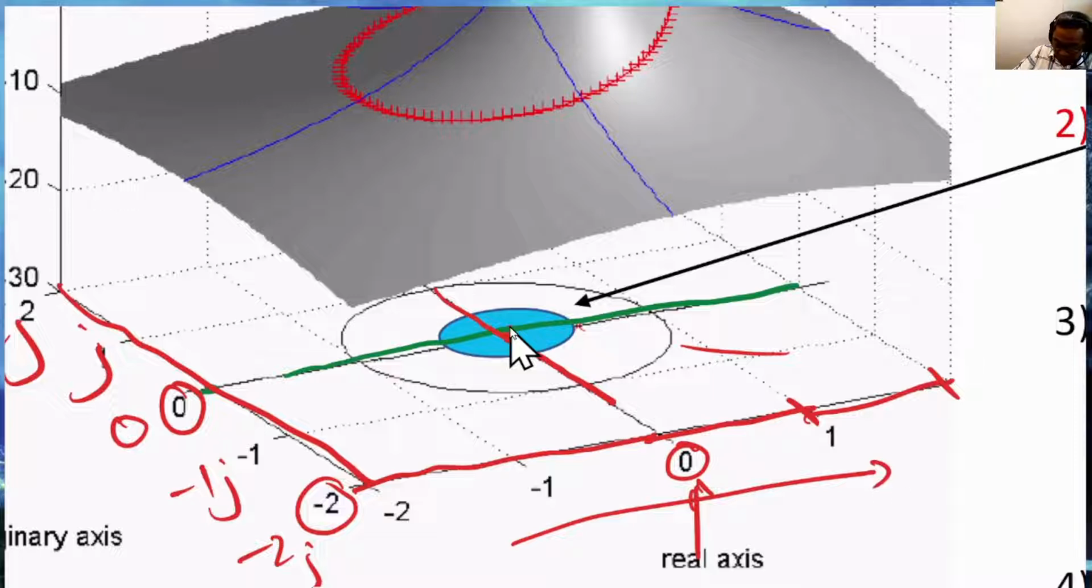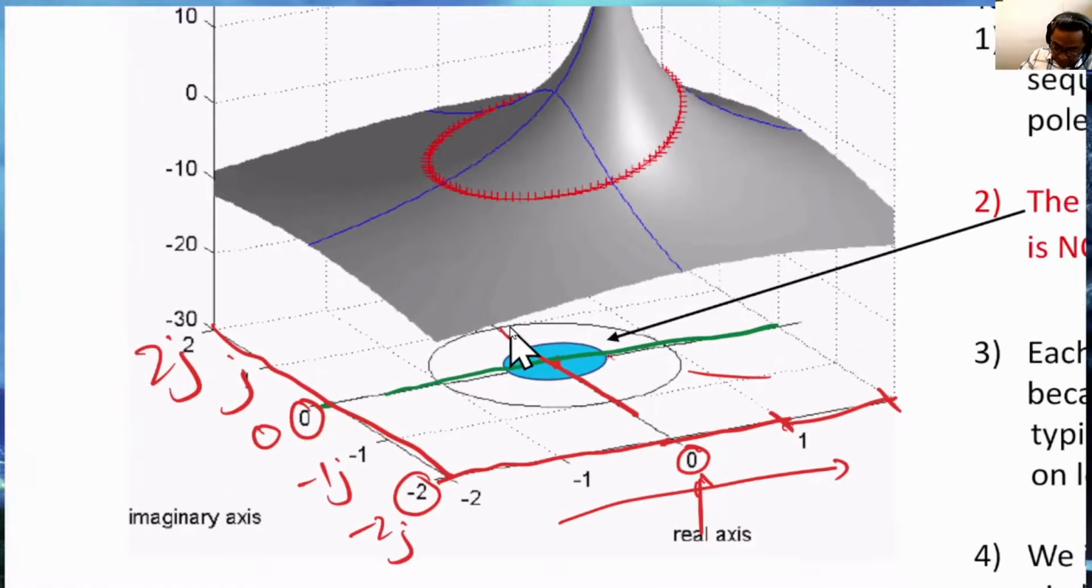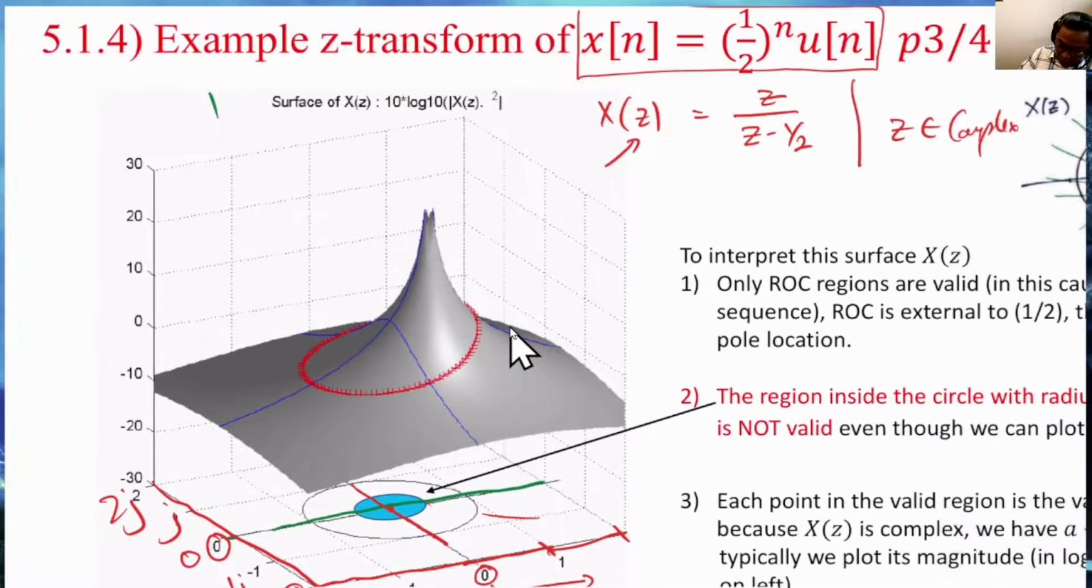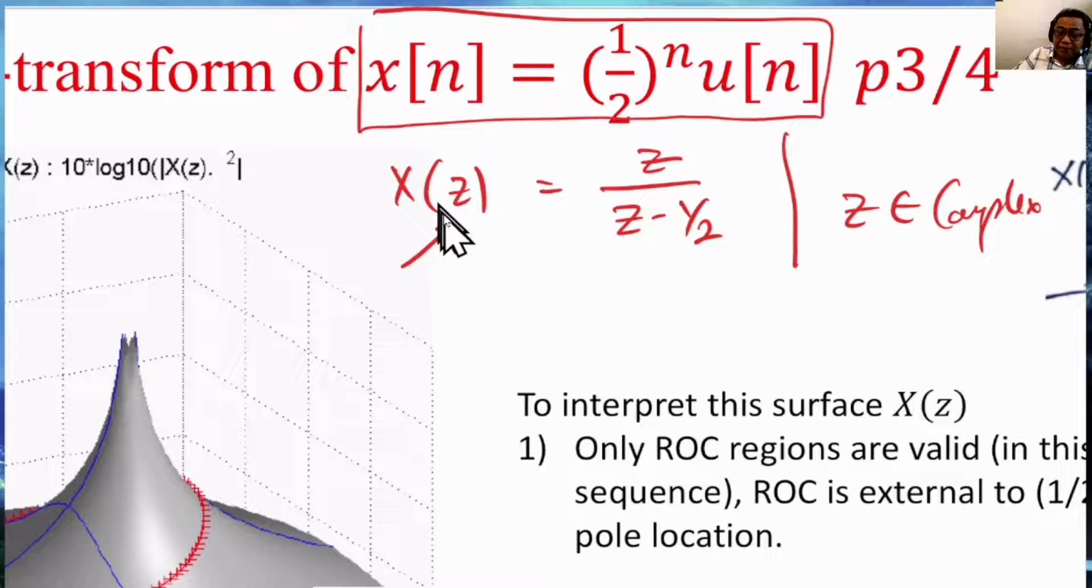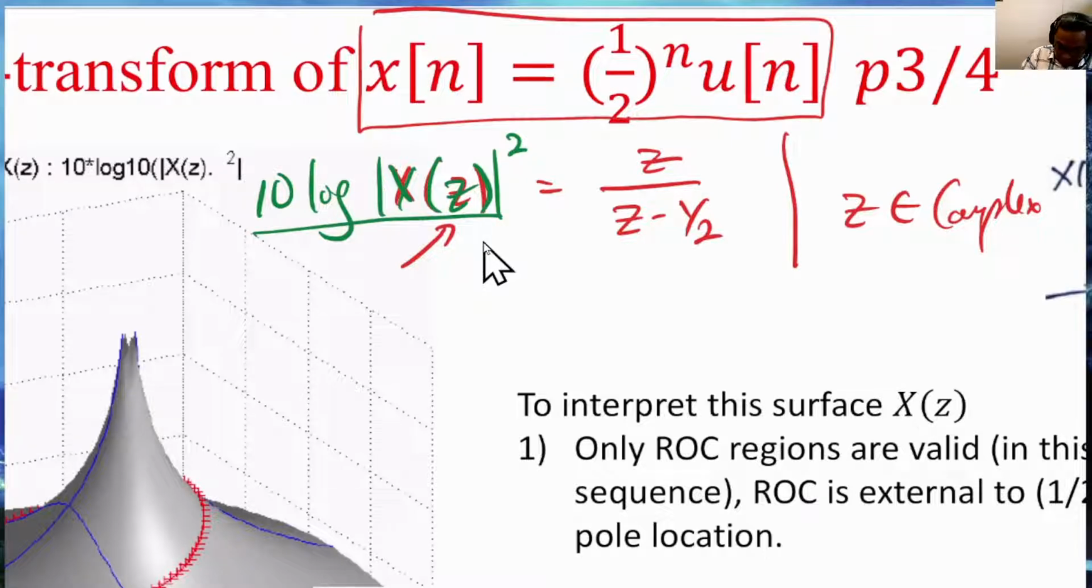So we have the plane of z. We're now going to plot the surface of X(z). Now X(z), if you plug in this equation, is going to be a complex number. A complex number has two parts, the real and imaginary, so we can't plot that. We are reduced to plotting the absolute value of the complex number, and typically we're interested to plot it in decibel format. To plot in decibel, we take the log to base 10 of the absolute value of X(z), and so the value that comes out is in the log scale.